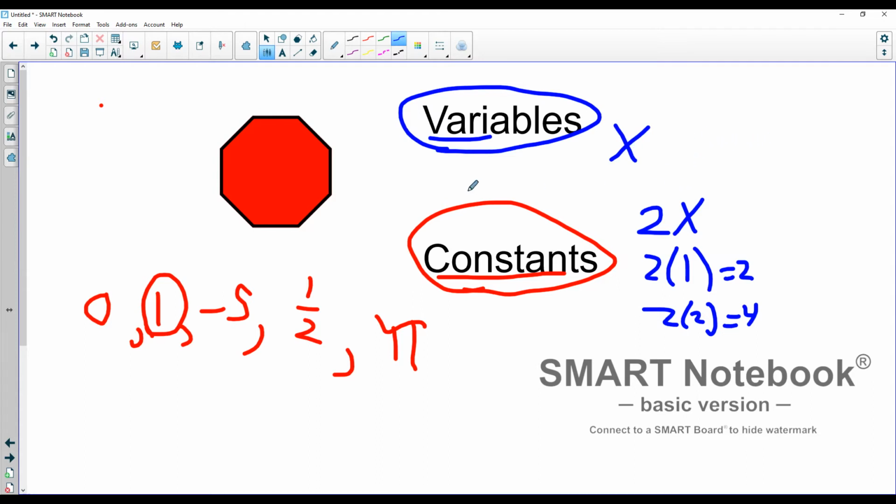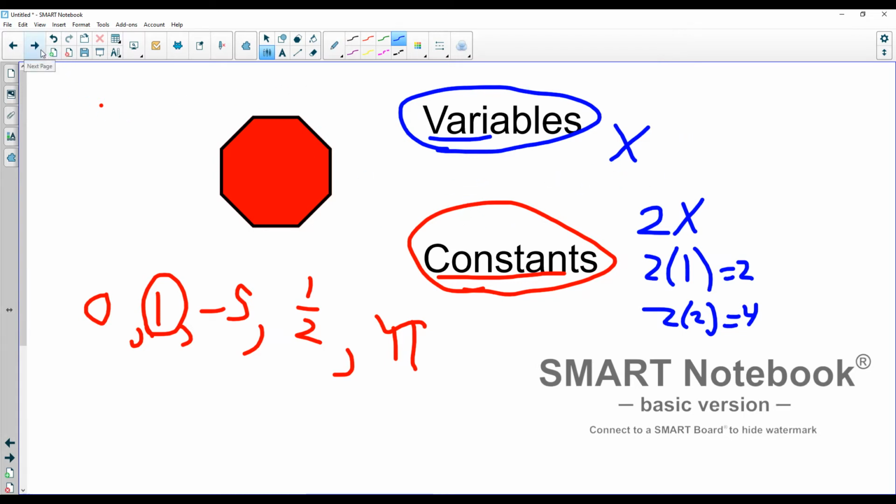So when you see an equation with a variable, just know it's nothing scary. It's just pretending to be a number. Also, one thing to remember is a variable and a constant, they can never be added or subtracted together. They can be multiplied and divided, but never added and subtracted.